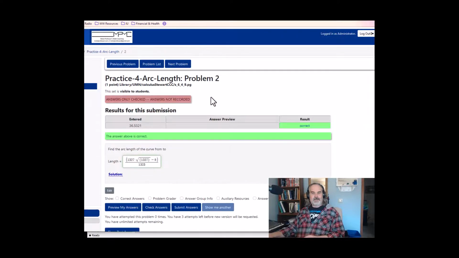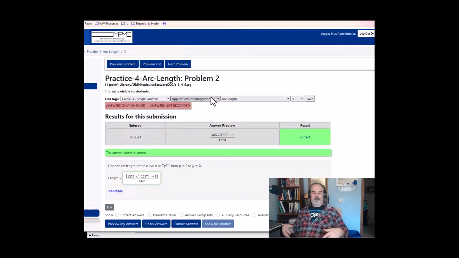Check the answer. Green. Now, there's some red there because I'm not submitting answers, I'm just checking them in the administrator mode. So don't ignore that red, but don't let that red make you mad. It's this green down here. Peace and tranquility from green in WebWork.